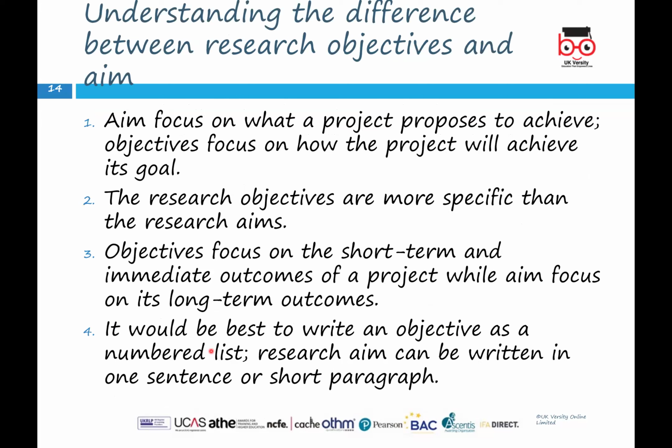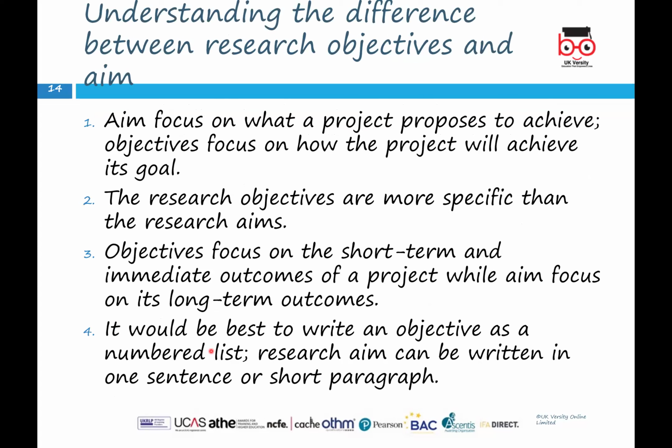Understanding the difference between research objectives and aims. Your aim focuses on what a research proposes to achieve, and your objective focuses on how. So it shows the how of your project. The research objectives are more specific than the research aim. Your research aim will just be a one-liner. Your research objectives will be more than one line or one sentence.